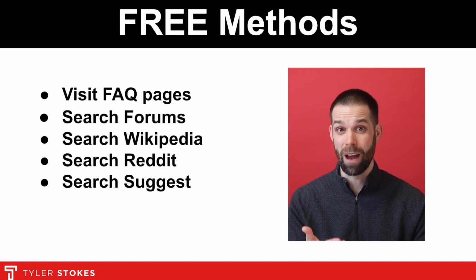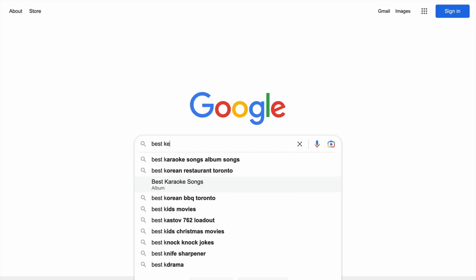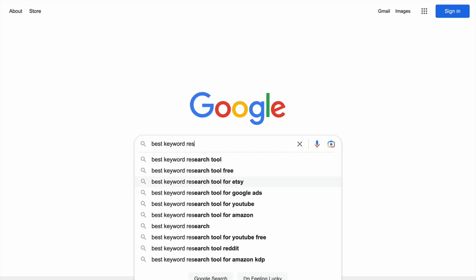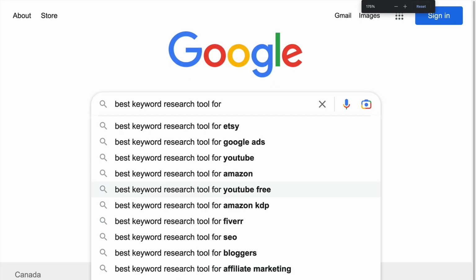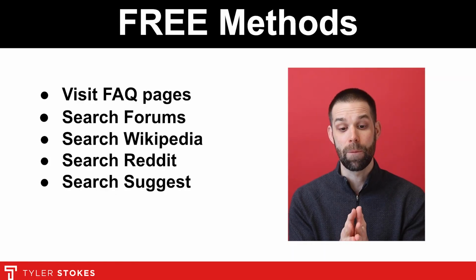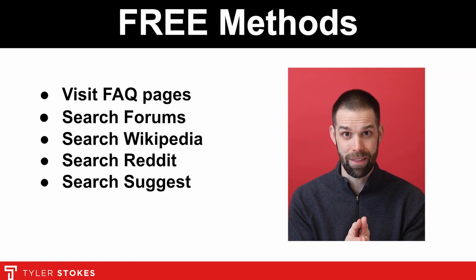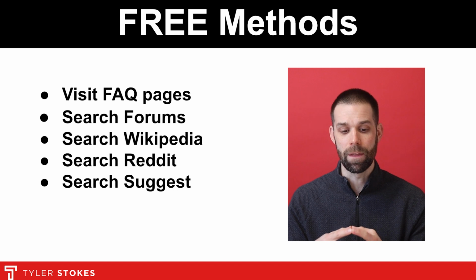Forums, Wikipedia, Reddit, and then search suggest. So basically search suggest is when you're on Google, Google's going to give you a whole bunch of keywords, and you basically don't even need a tool when you can just find a lot of keywords from Google for free. So why don't we start here with the free methods, and then we'll jump over to the tools.